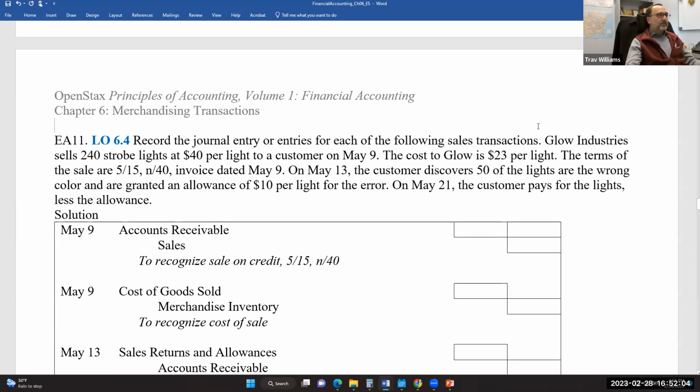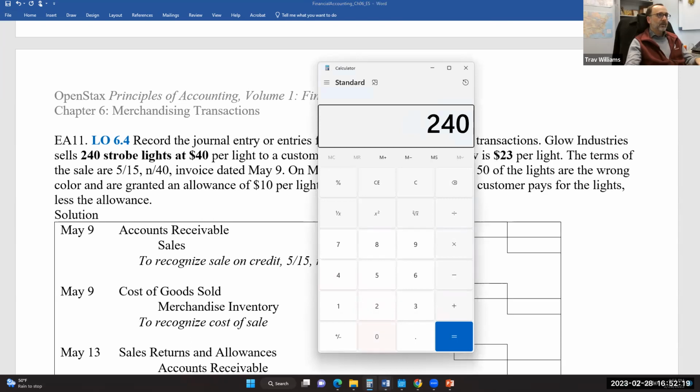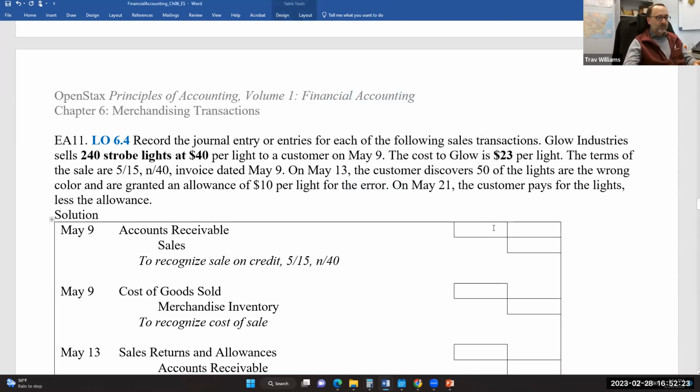So we've got some more sales. In this case, it's 240 strobe lights at $40 each with a cost of $23 each. So let's go ahead and calculate that. 240 times $40 sales price, that's $9,600. Debit to accounts receivable, credit to sales.